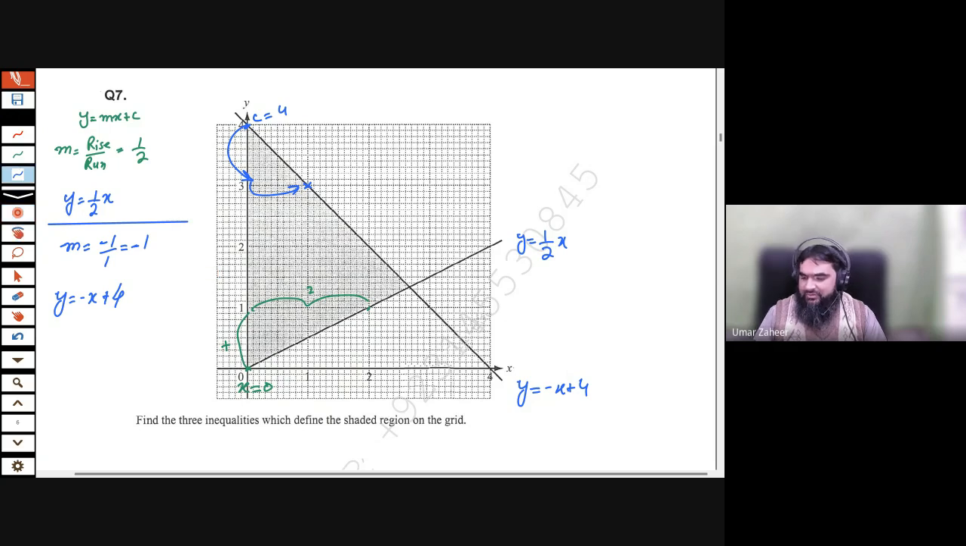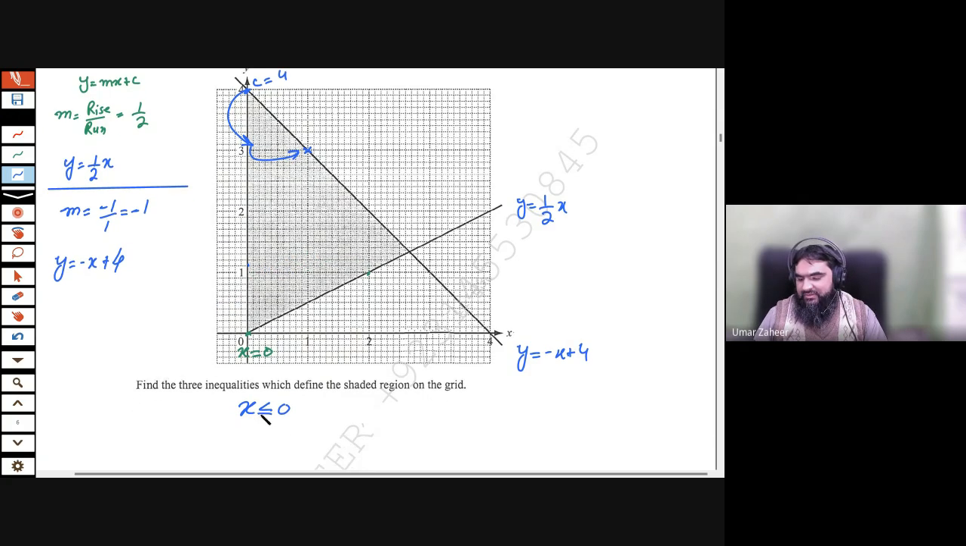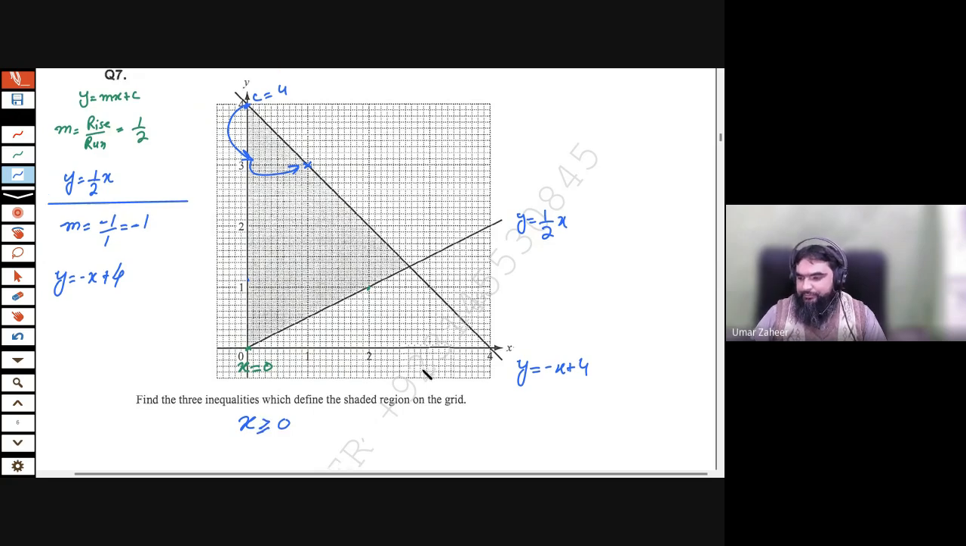The inequality is x is lesser than or equal to, because it is a solid line. If it is a dotted line, it will be only less than, but here it is less than or equal to, so that's why there will be an equality sign here. X is greater than or equal to 0.